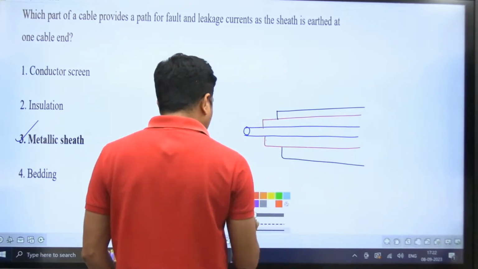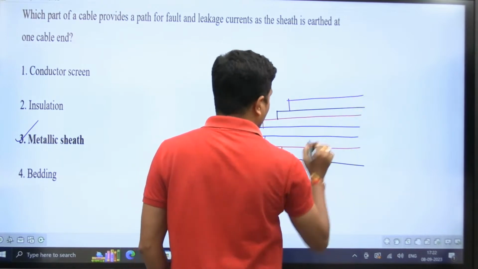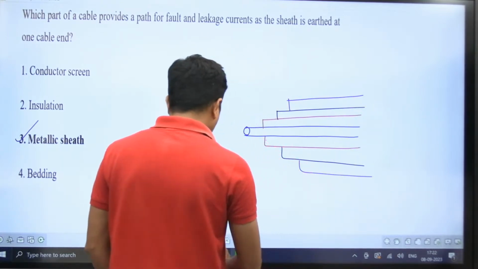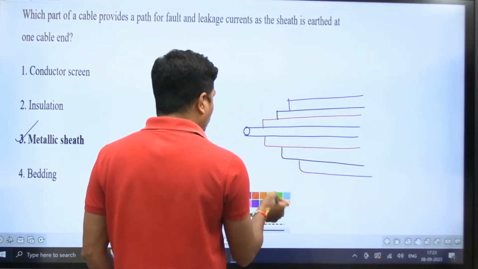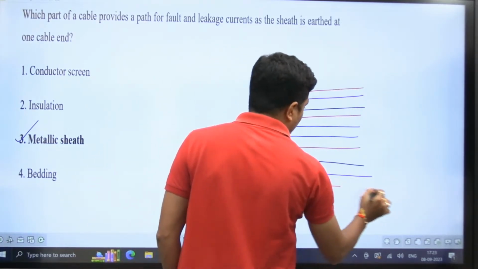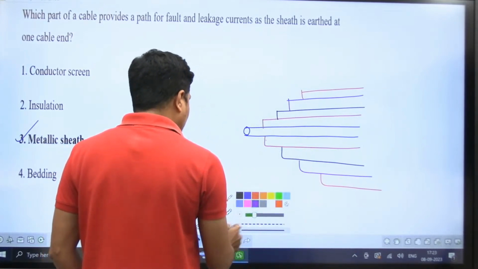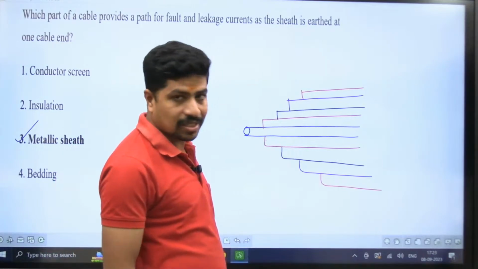After that, I am going to put the metallic sheath. This is the metallic sheath. After that, I am going to put armoring for the purpose of protection. This is armoring, in the last serving. So these are the layers of cable.